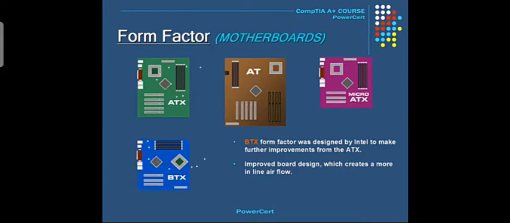Another improvement is the structure design, which is flexible enough to work in both smaller cases and larger tower cases. And BTX motherboards take full advantage of the new input-output technologies such as Serial ATA, USB 2.0, and PCI Express.